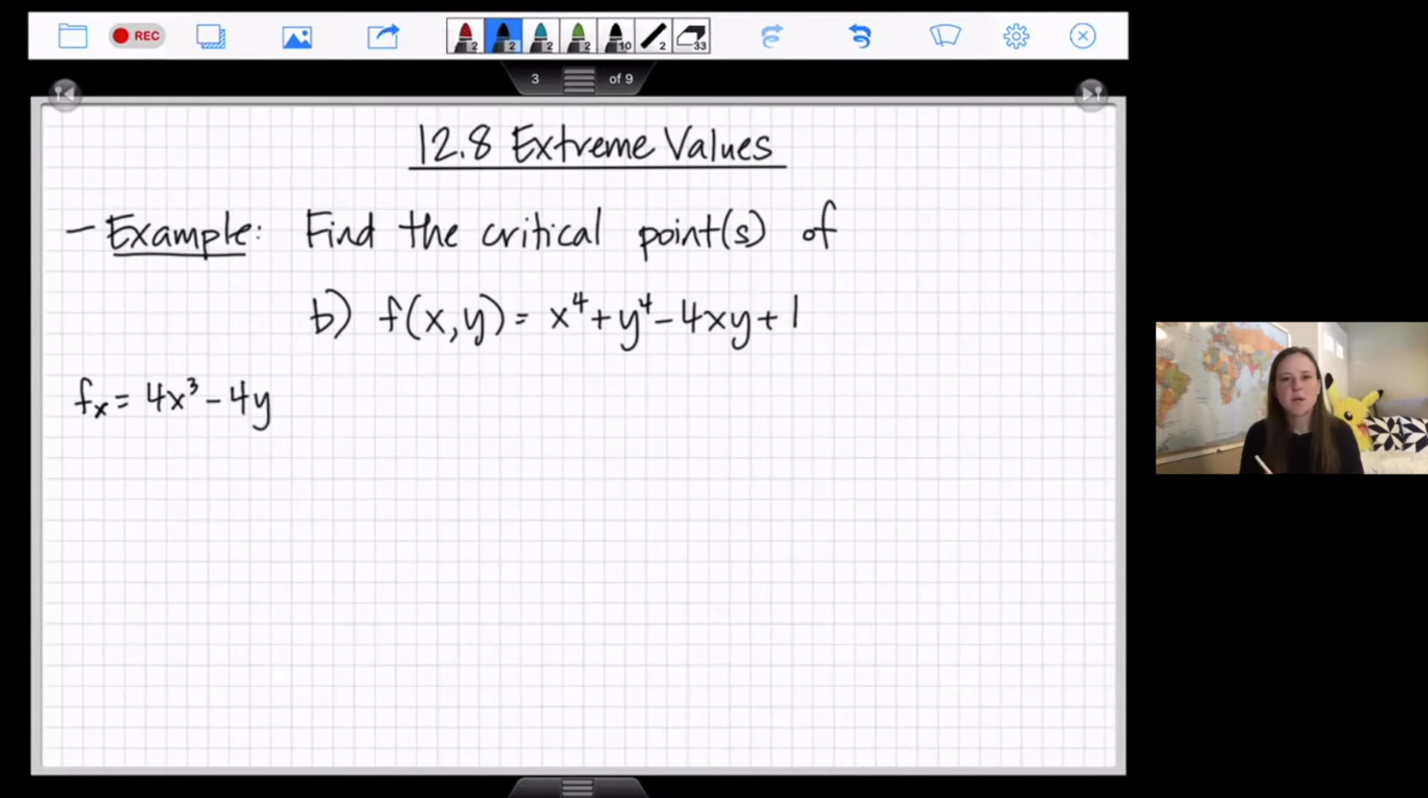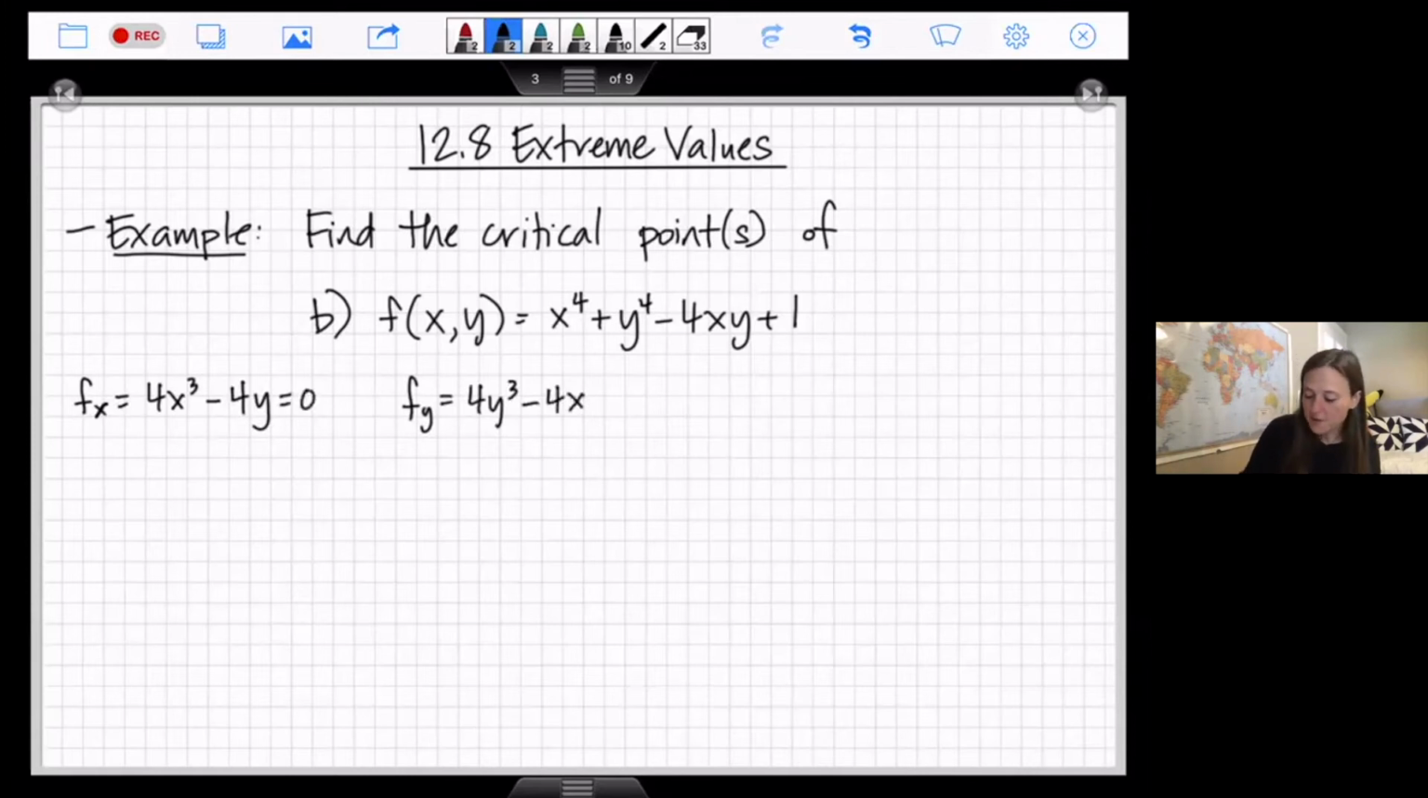And then derivative of 1 is 0. And then same thing for my partial with respect to y. Let's go through and calculate that. Derivative of x to the 4th will be 0. I'll get 4y cubed. And then derivative of minus 4xy, we'll just pull off the constants. And then derivative of 1 is 0. All right, and we're going to set both of these equal to 0.